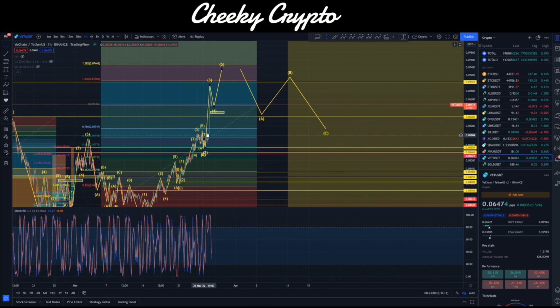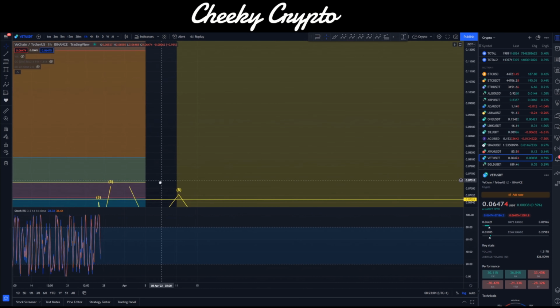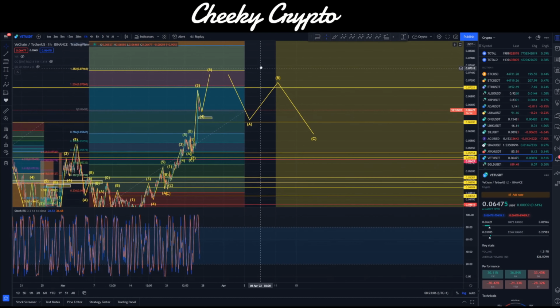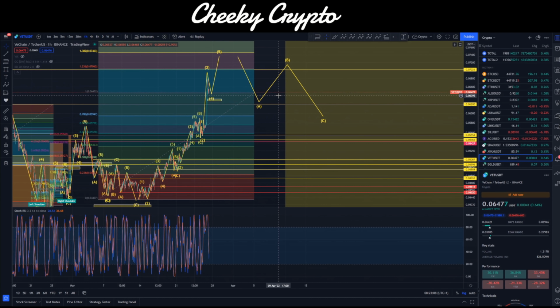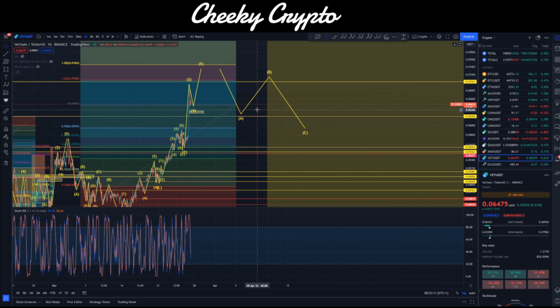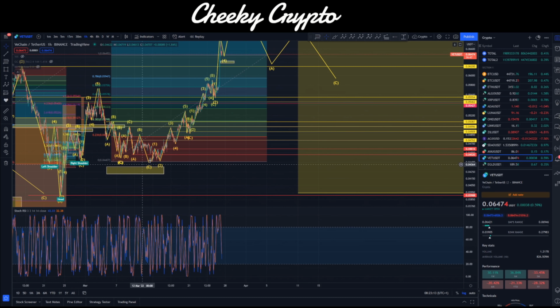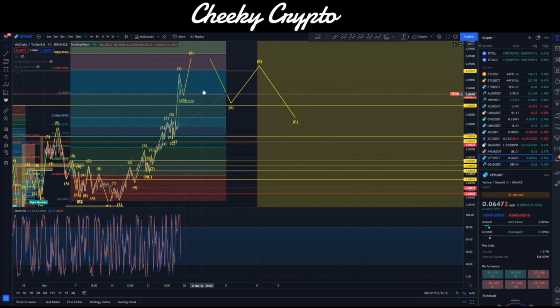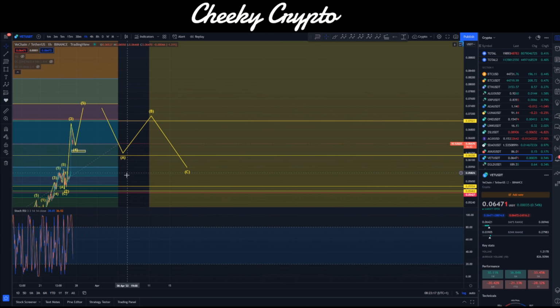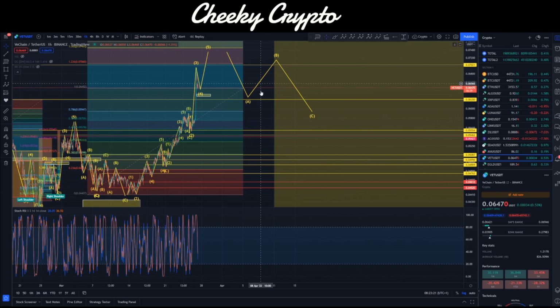So we complete the structure of this third wave up. We have some kind of complex fourth wave correction, and then we go up again into another set of 5 waves, which will be subdivided into these wave counts. So all of this move that we've just had again, but for a fifth wave. And again, that fifth wave will take us significantly higher.